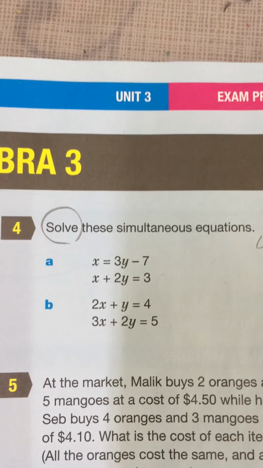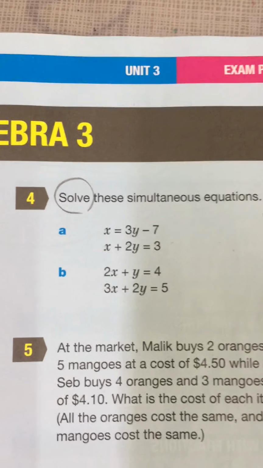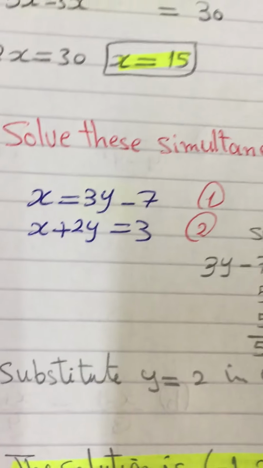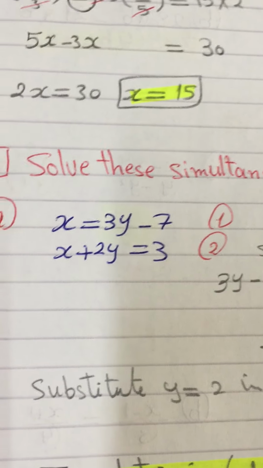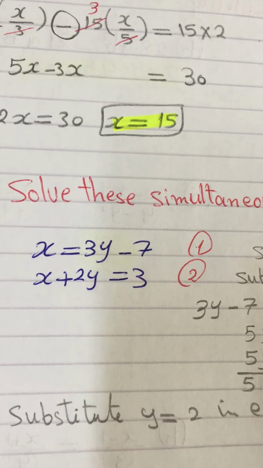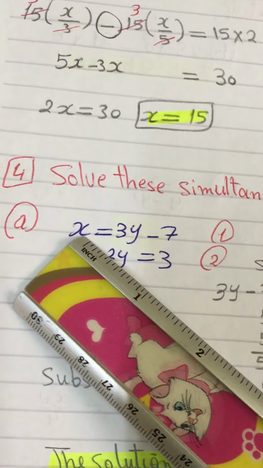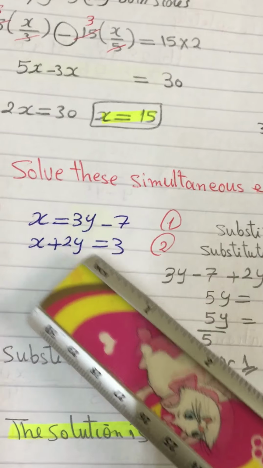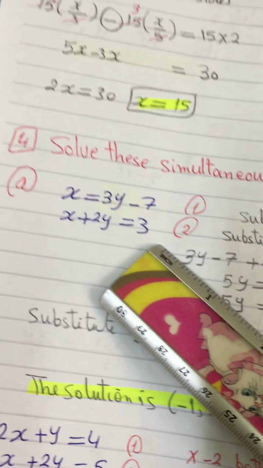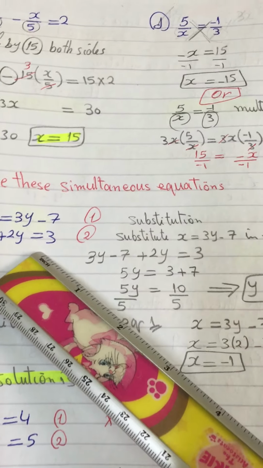In question number 4, simultaneous equations. We have two equations. We can solve by any way, elimination or substitution. Let's see letter A. I have x equals 3y minus 7 and x plus 2y equals 3. Here he gives me the value of x, so I'll use substitution. In the beginning, I label the equations. This is 1 and this is 2. And then I'll substitute x equals 3y minus 7 in equation 2.